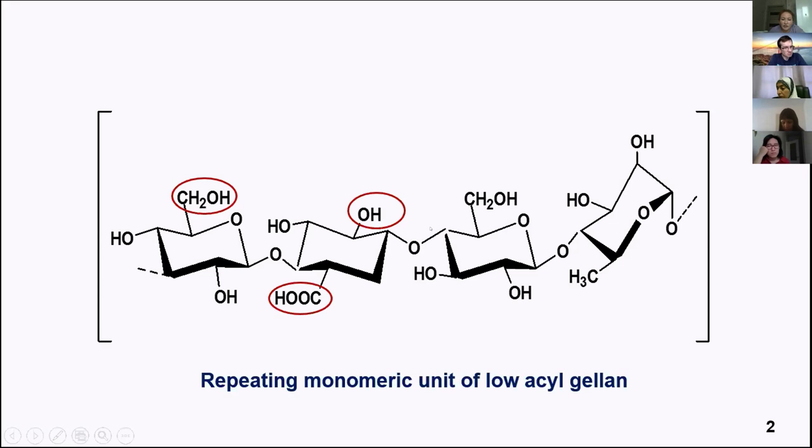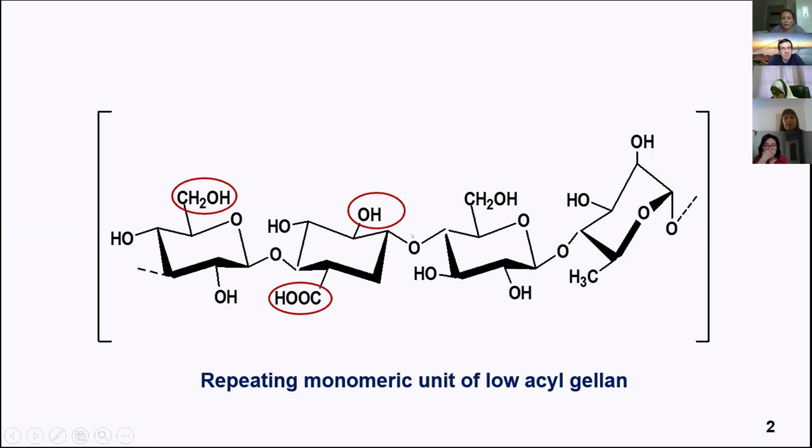Gellan is a linear polysaccharide, and its repeating unit consists of a tetrasaccharide containing carboxyl and hydroxyl groups. Gellan is currently widely used as a potent multifunctional additive for pharmaceutical products. Gellan is non-toxic and not harmful for the human body.